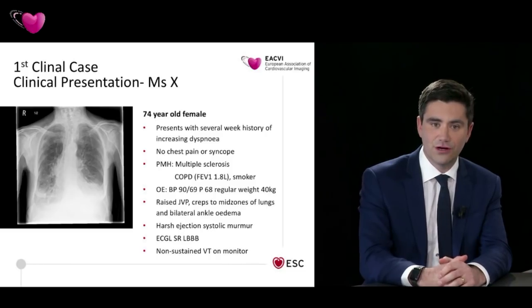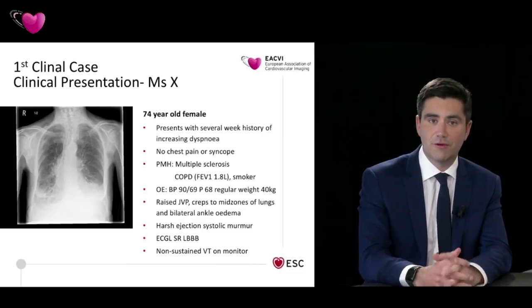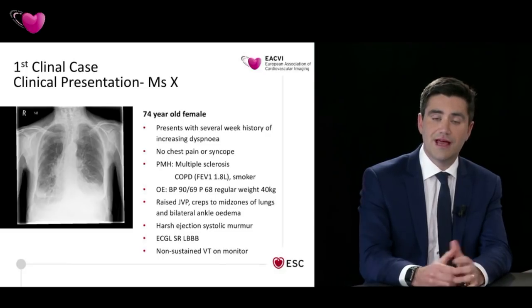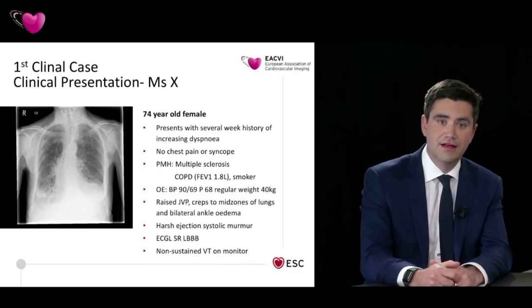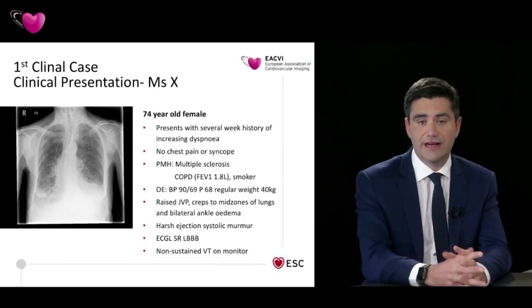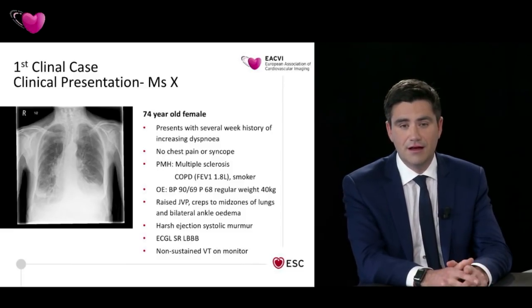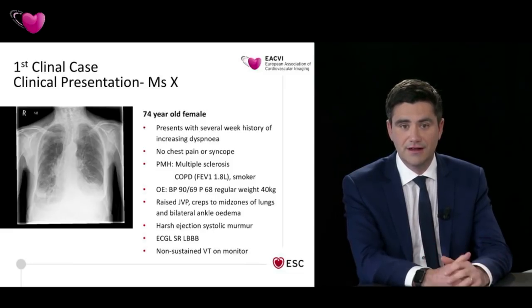She is a 74-year-old lady, and she presented to the hospital with a history of increasing breathlessness that had crept up on her over a period of several weeks and was now bad. She was breathless at rest, on minimal exertion, and was feeling unwell. She did not describe any chest pain and had not had any syncopal or pre-syncopal events. Her past medical history included a diagnosis of multiple sclerosis, but this was under good control, in remission, and she was a heavy smoker with a diagnosis of COPD and an FEV1 of 1.8 litres.